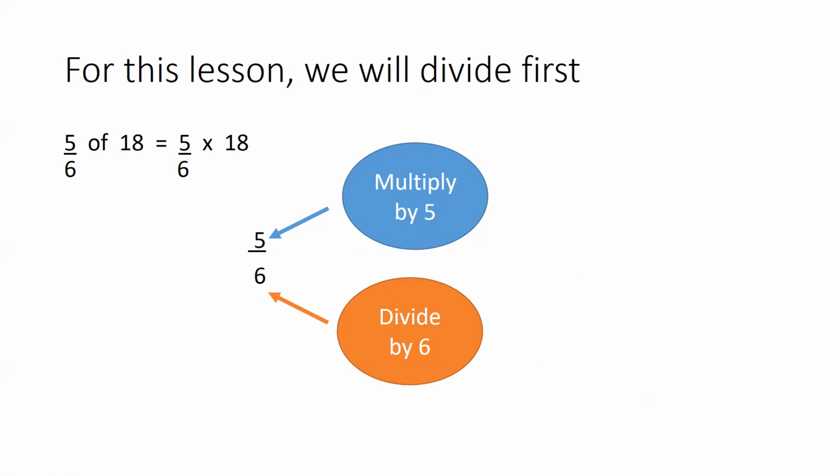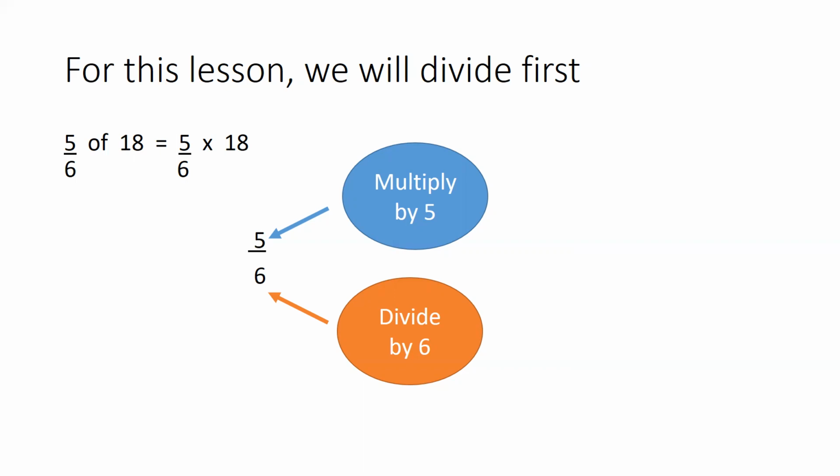And let's just put this here. This is 5/6 of 18. That's how we would read it. To find that, we multiply 5/6 times 18. I'm going to divide first. So 18 divided by 6 is 3. And y'all know we got to keep things balanced. So 6 divided by 6, we put a 1 there.